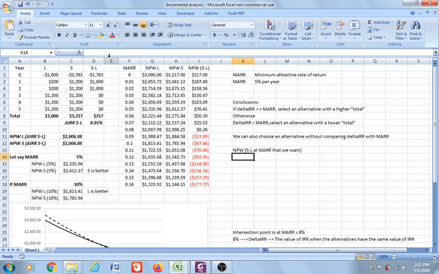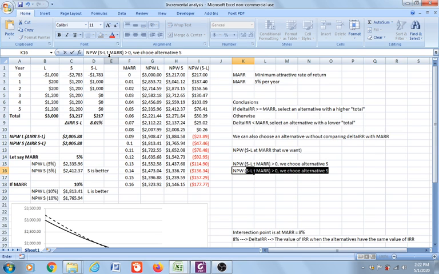Okay. So when you have NPW of S minus L at MARR bigger than 0, we choose alternative S. Otherwise, when NPW of S minus L at MARR is less than 0, we choose alternative L.